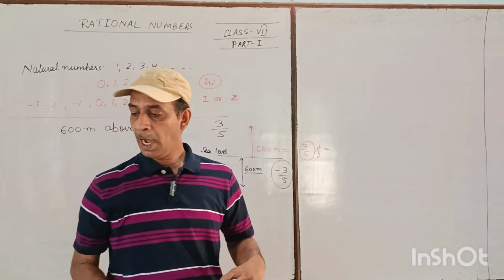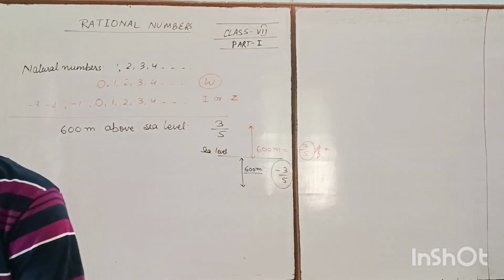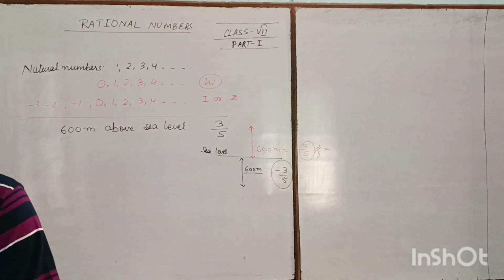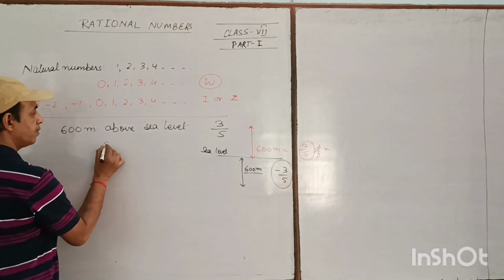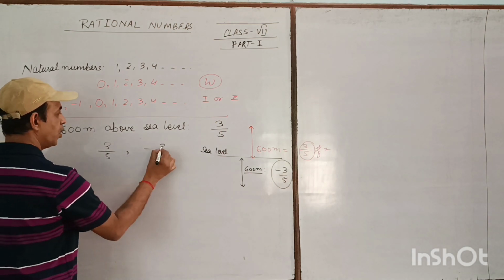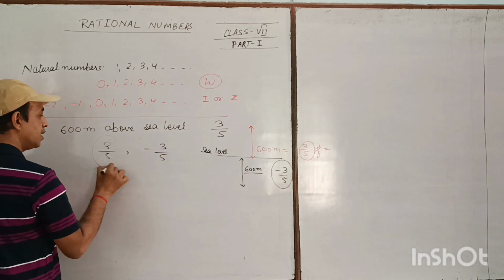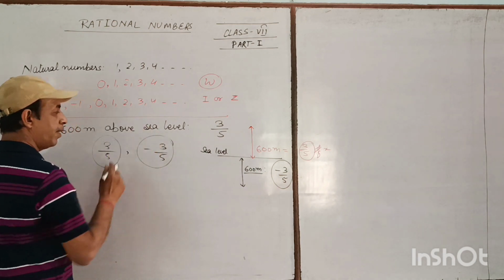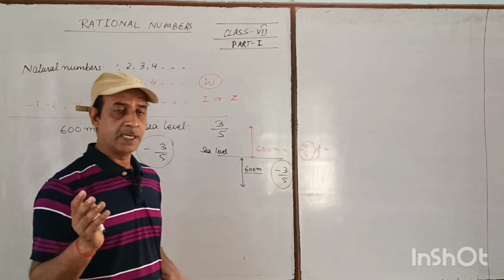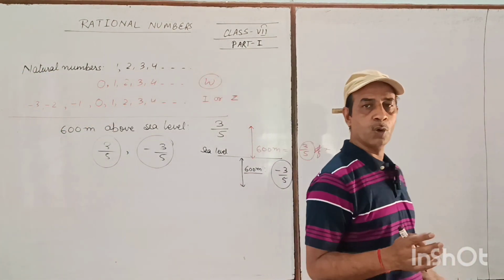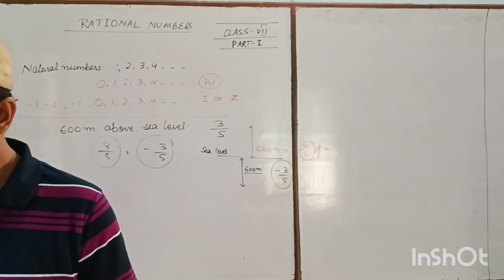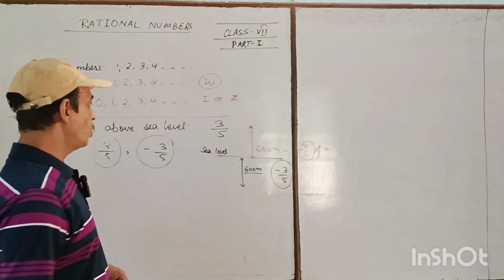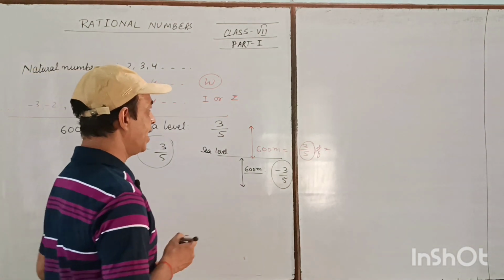Fine. After this, what can we say about this 3/5 or -3/5? This 3/5 and -3/5, this is neither a natural number nor a whole number, nor is it an integer. Fine. Also, you can understand it in this way.